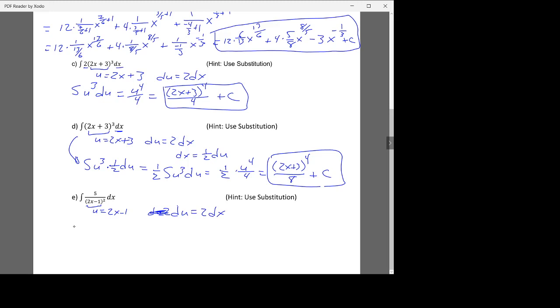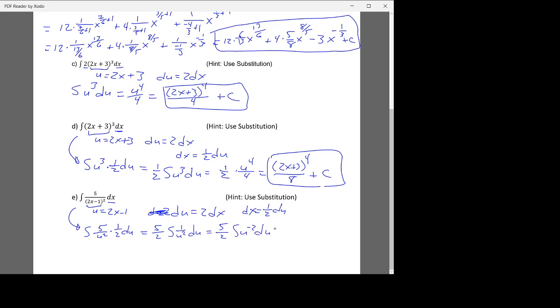We have the integral of 5 over u squared. And then instead of dx, we need to solve for dx here. So dx is 1/2 du. We'll just put 1/2 du where the dx was. So now we'll pull the 5 and the 2 out. So we have 5 over 2, integral of 1 over u squared du. Now let's rewrite that as a power, 5 over 2 integral of u to the minus 2 du.